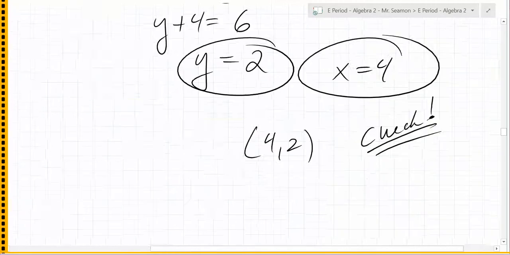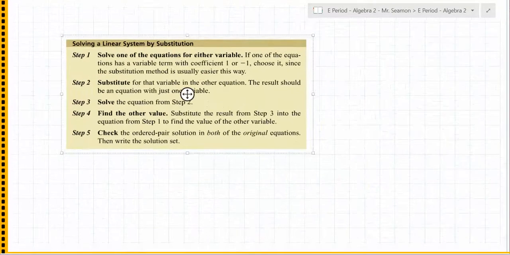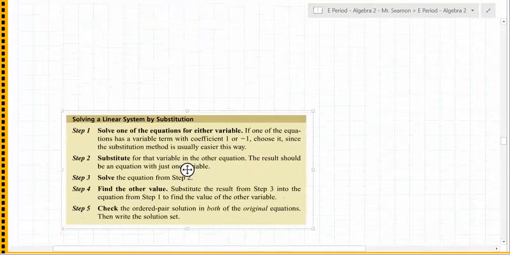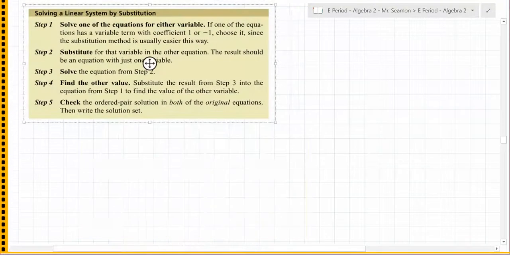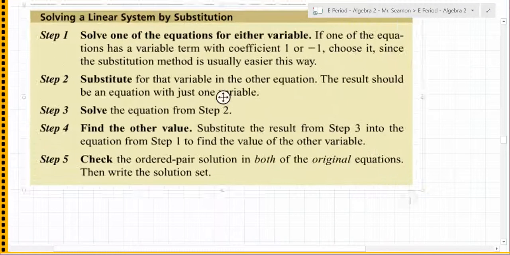Check your answer. Check it. Absolutely. You will get a point off on every question that you don't check where I say check. Even if it's correct.